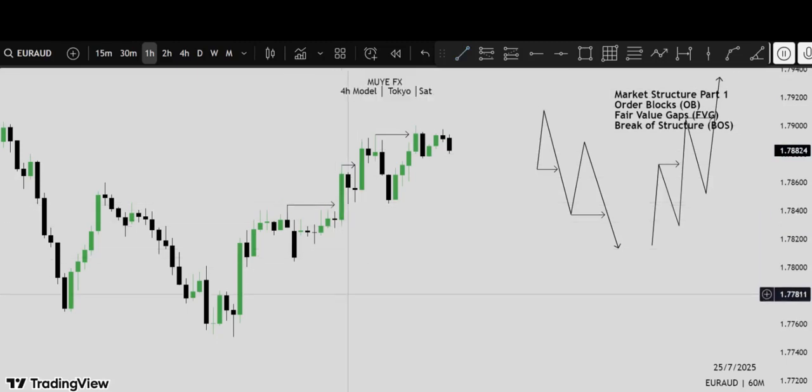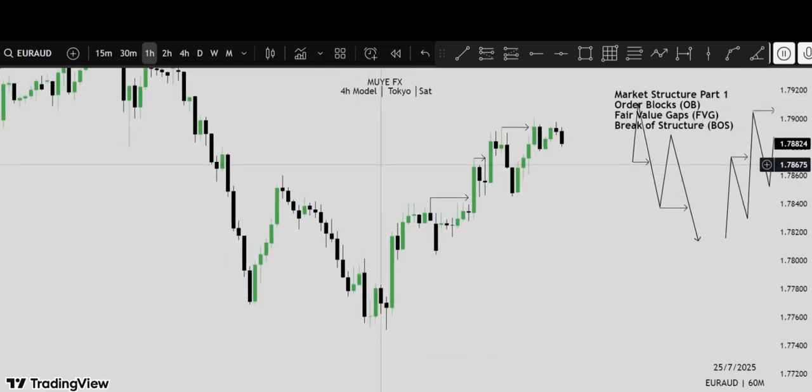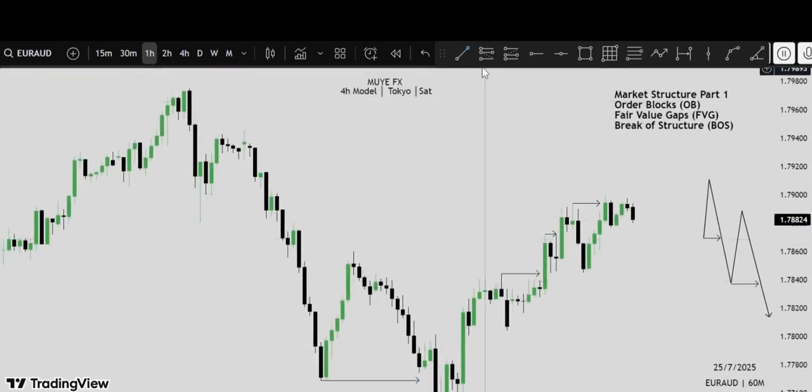It's good as you're learning, you should be able to identify a lot of them. The more you do them, the more you get familiar with what break of structure are. We have this break to the downside. We have this break to the downside.